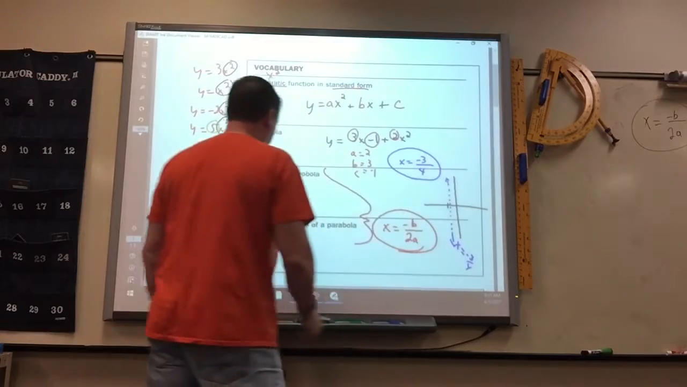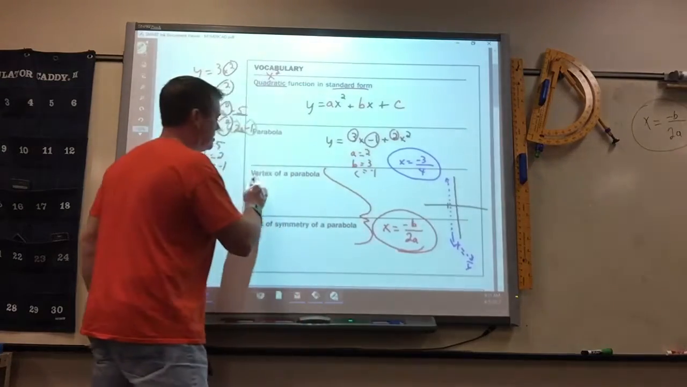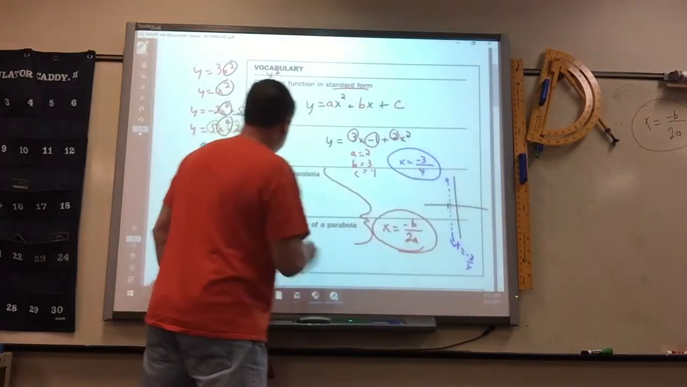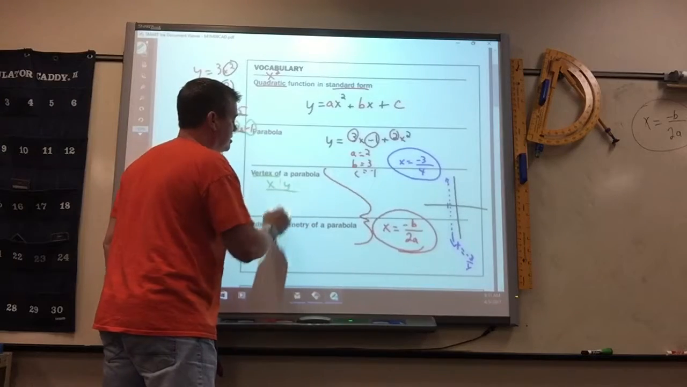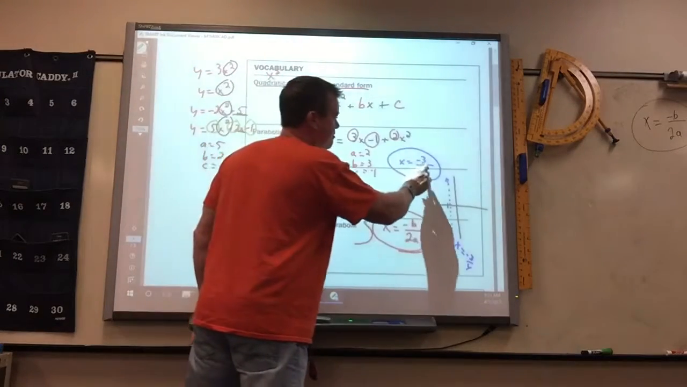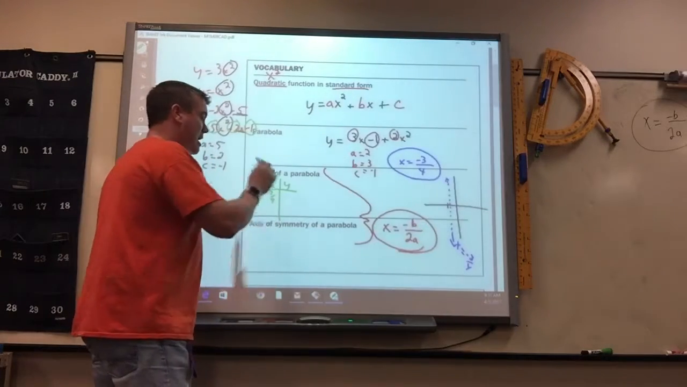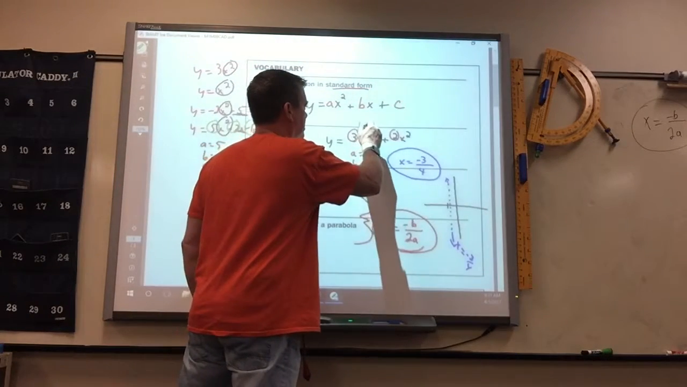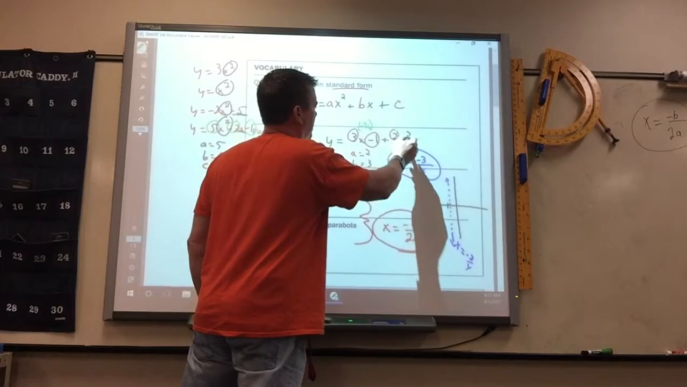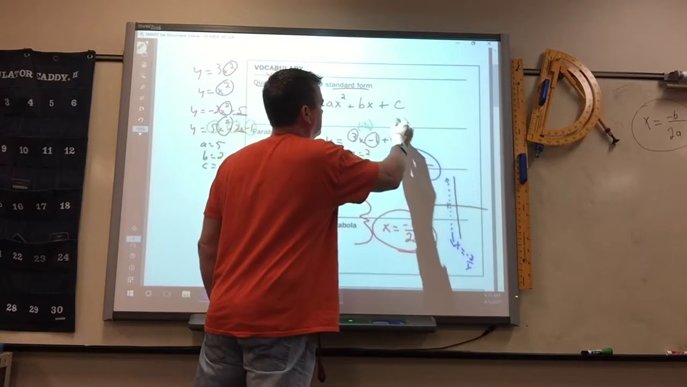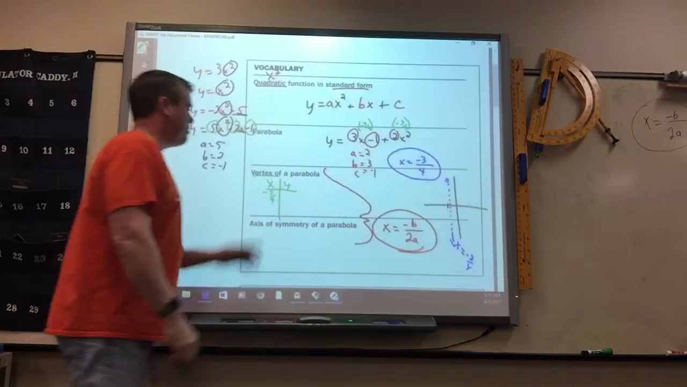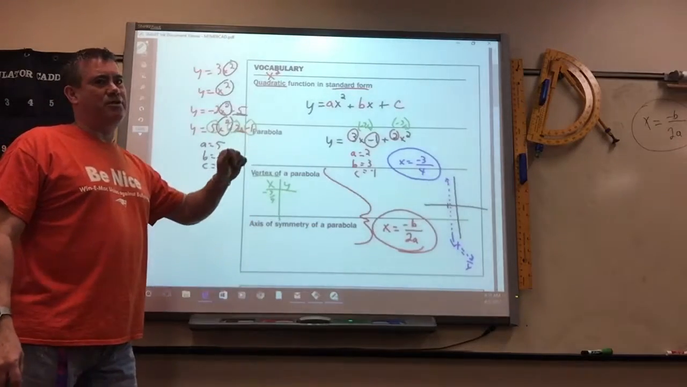Then, in order to find the vertex, you got to find a few points. So this is the first number you plug in, negative 3/4. You plug that into the equation. So there's a lot of calculator stuff here to figure out what y is, and that's where the vertex is going to be.